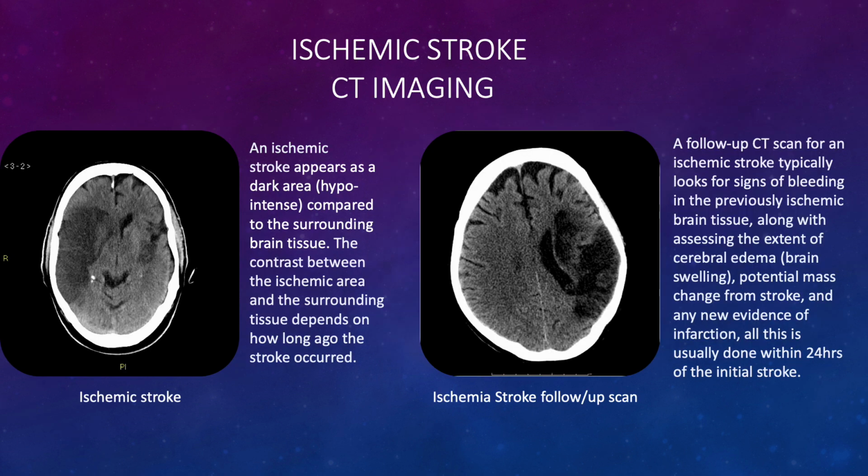Looking at medical imaging, we have ischemic strokes. As seen on these two images, ischemic strokes are easily identifiable because they appear as dark, hypointense areas on a CT scan. On the left, we have a current ischemic stroke at its first imaging. On the right side, we have an ischemic stroke follow-up scan. These are usually done within 24 hours of the initial stroke to assess swelling, possible infarction, and bleeding.